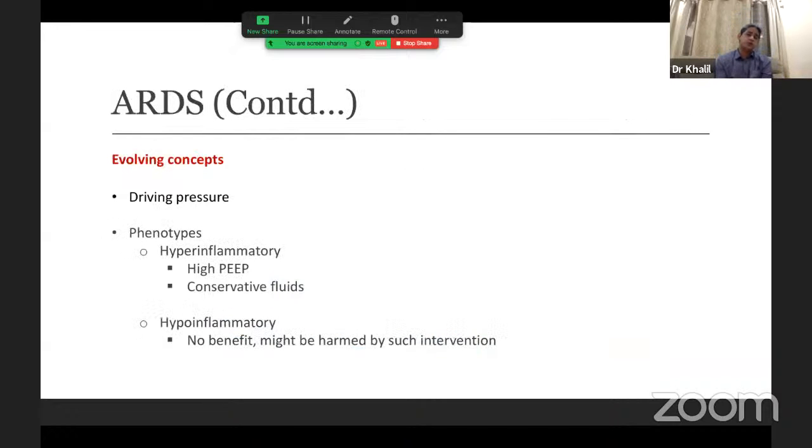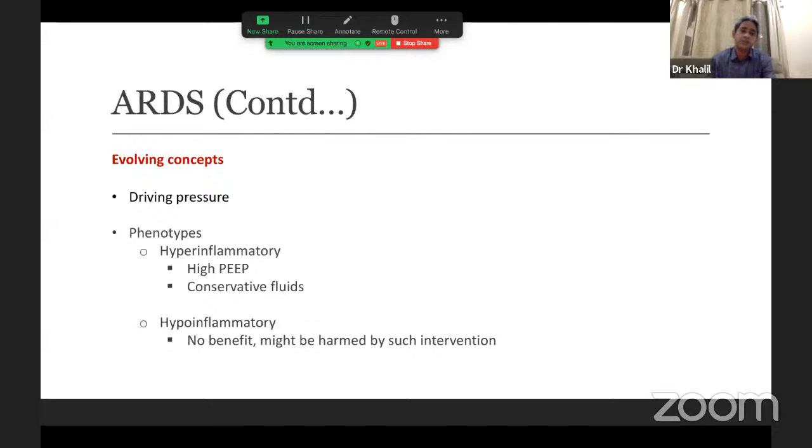Now coming to the evolving concept in ARDS, so there is an important concept of driving pressure. So driving pressure is nothing but the difference between the plateau pressure and the PEEP. So as the plateau pressure increases, your driving pressure increases. A high driving pressure is a bad sign and indicates that your lung is quite stiff.